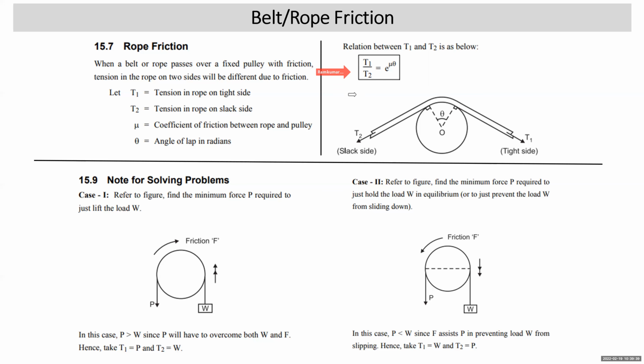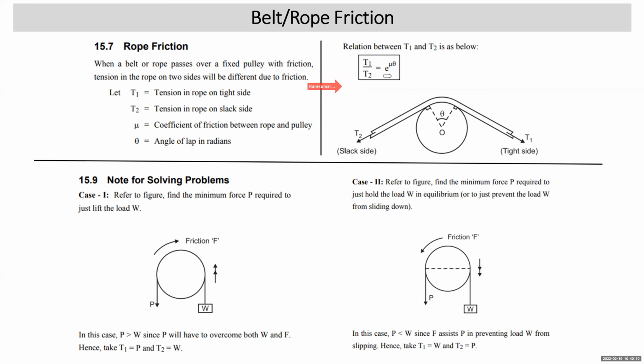Suppose the rope is wrapped around the pulley for one revolution. So the angle of lap will be 360 degrees or 2 pi radians. Suppose it is wrapped by half a turn, then it will be pi radians or 180 degrees. You have to take it in radians while solving the problems. Suppose each turn is equal to 2 pi radians, and the rope is wrapped around the pulley for 5 turns. So what will be the total angle of lap? 2 pi into 5, that is 10 pi radians.